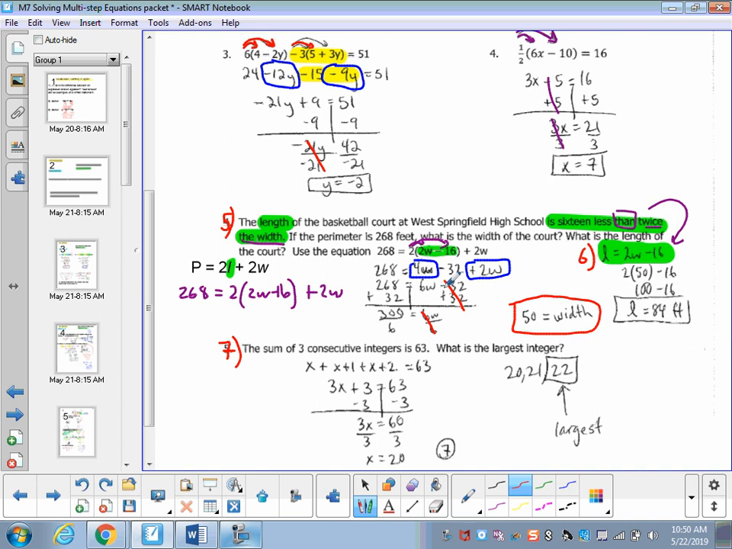So now we found that the width of the basketball court is 50. We were originally told that the length is 16 less than twice the width. So twice the width then would be 100. Now what is 16 less than that? And we have now solved for the length to be 84 feet.